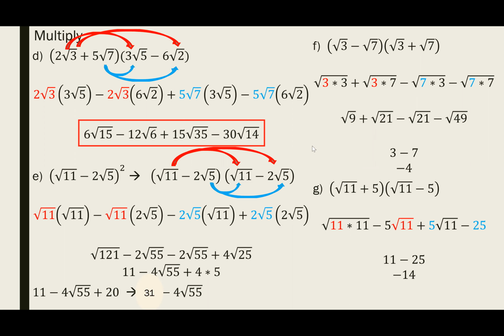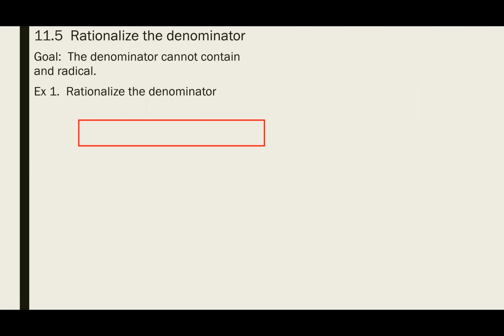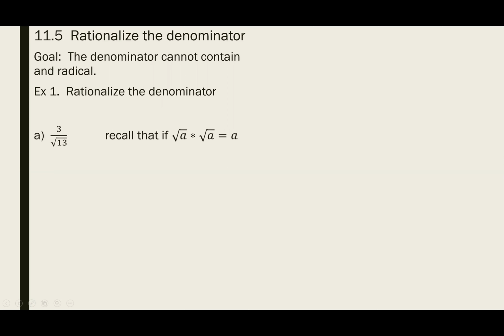I guess we can. This is a good place to start for today. My animation came in a little bit late. We have 11.5, which is division. Not really division, it's rationalizing the denominator, and rationalizing the denominator is basically, the goal is that the denominator cannot contain a radical. Okay, so we will pick up on this tomorrow. We will pick up on this the next time I see you, which is tomorrow.